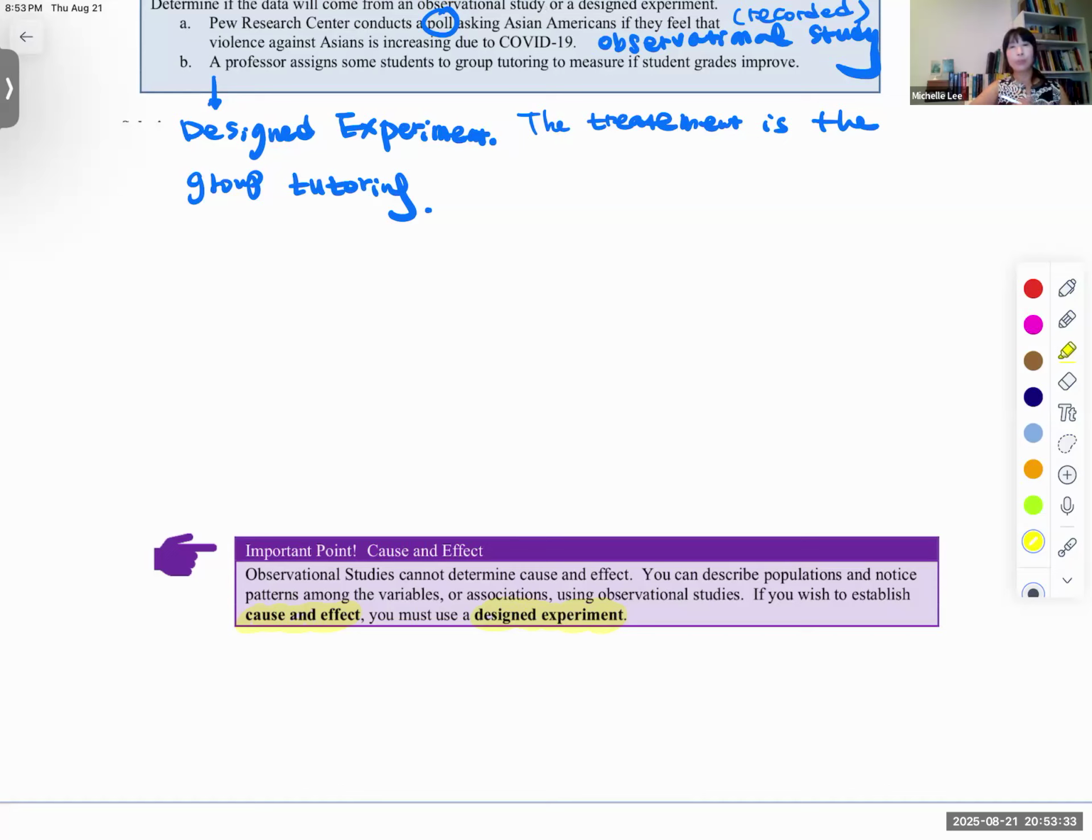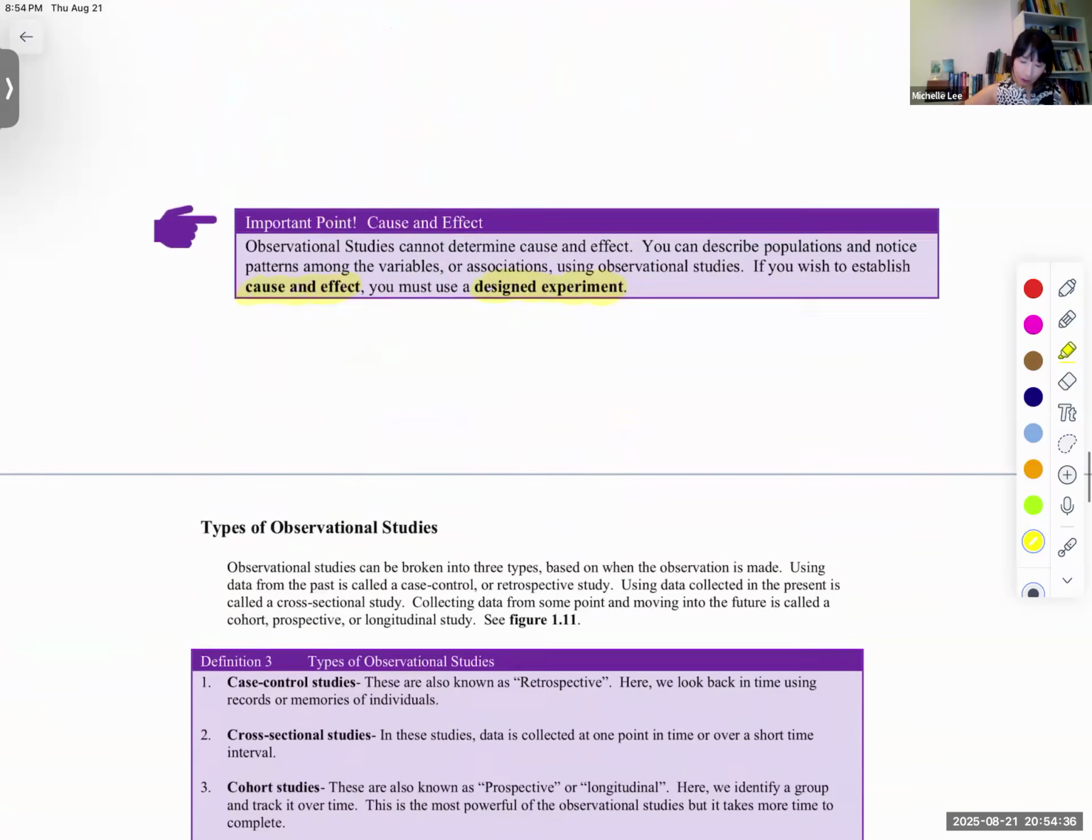Because like a treatment, we want to impose whether it's an effect, right? So cause and effect. Okay, then let's go back to observational studies. So there are three types of observational studies. So let's take a look.